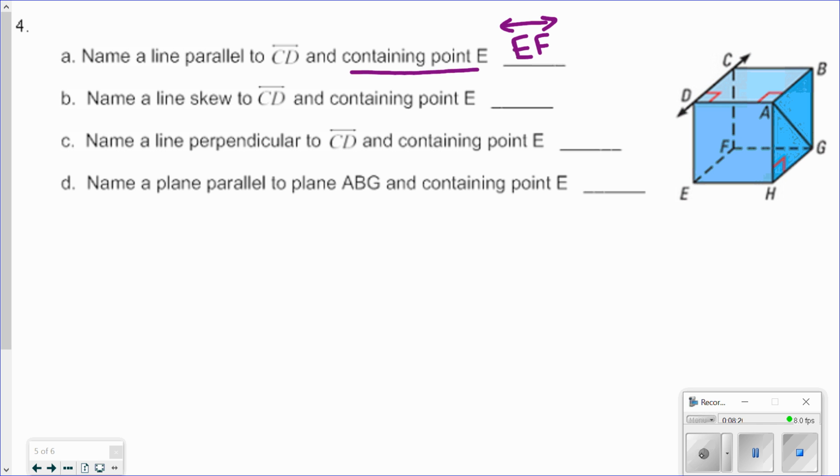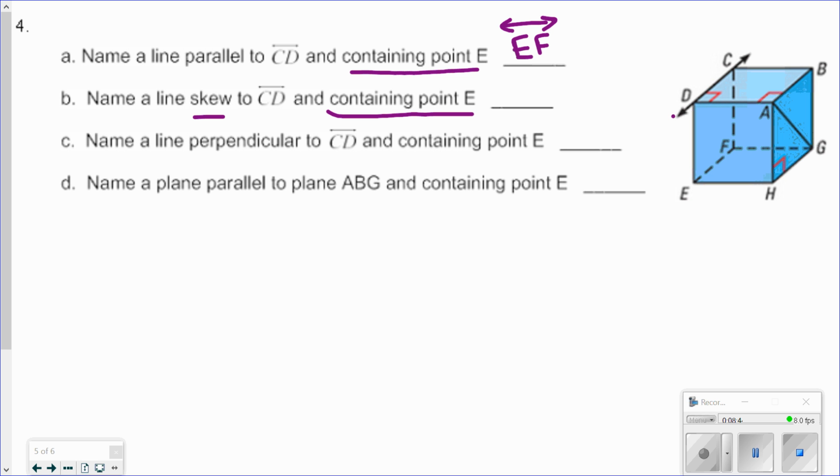Name a line skew to line CD that's containing point E. Now let's go over what skew means. Skew means that two lines never touch, very similar to parallel lines, except they cannot be in the same plane. Parallel lines are in the same plane.